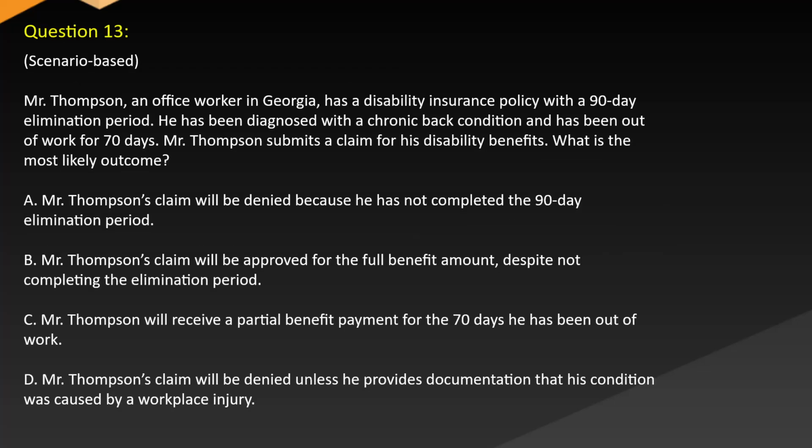Question 13. Scenario-based. Mr. Thompson, an office worker in Georgia, has a disability insurance policy with a 90-day elimination period. He has been diagnosed with a chronic back condition and has been out of work for 70 days. Mr. Thompson submits a claim for his disability benefits. What is the most likely outcome?